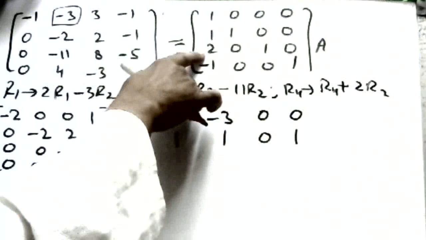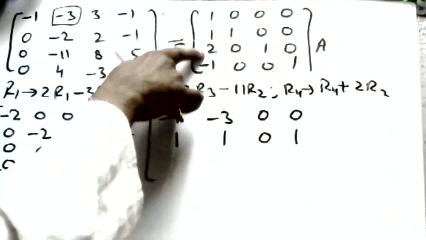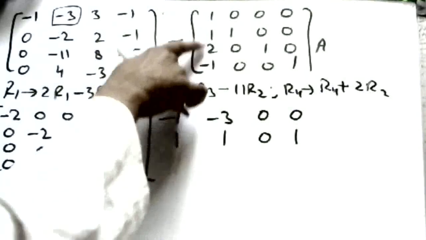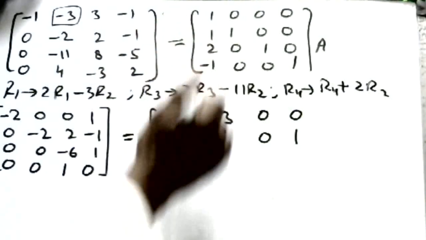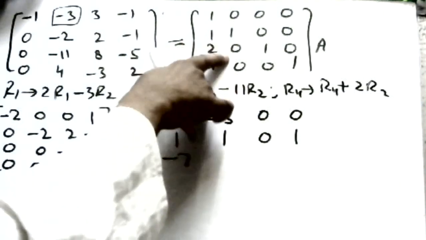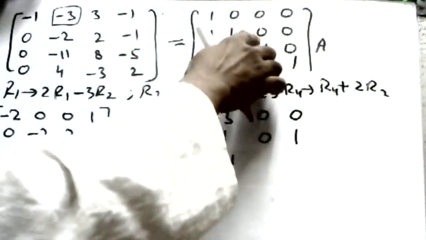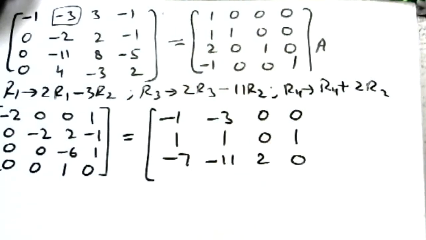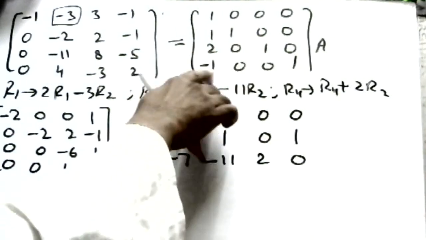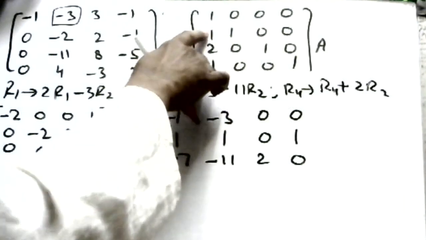And R3 2R3 minus 11 R2. 2 2s are 4, minus 11 1s are 11. 4 minus 11 will be minus 7. 0 minus 11 1s are 11. 0 minus 11 will be minus 11. 2R3 2 1s are 2, minus 0 2. Both are 0. Now R4 plus 2 R2.